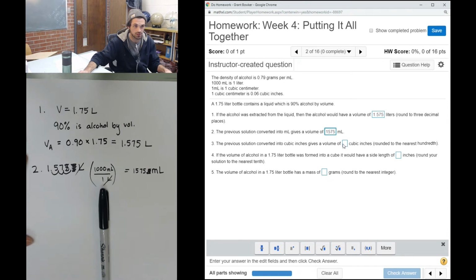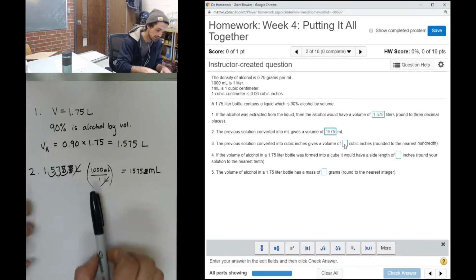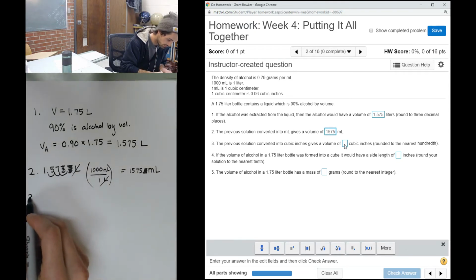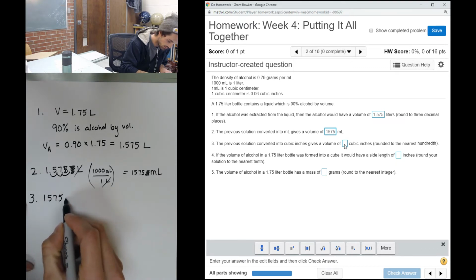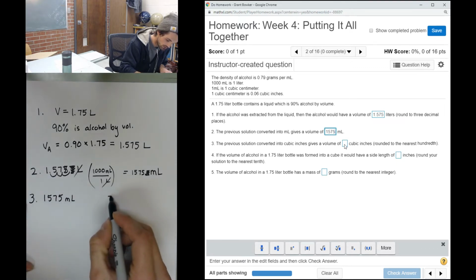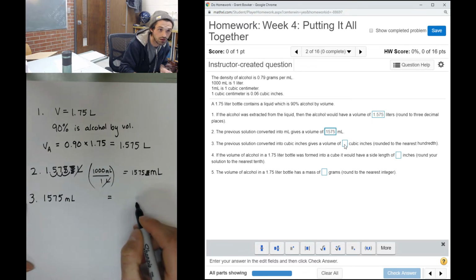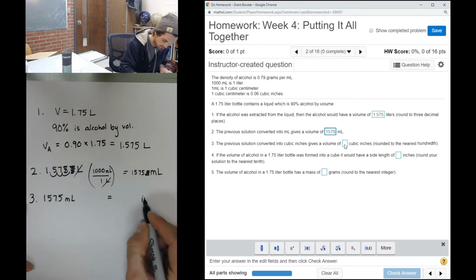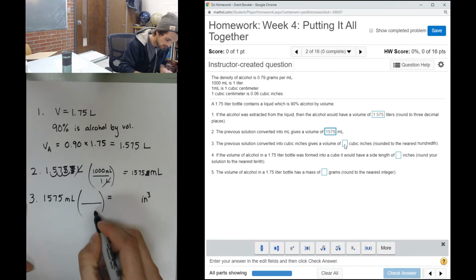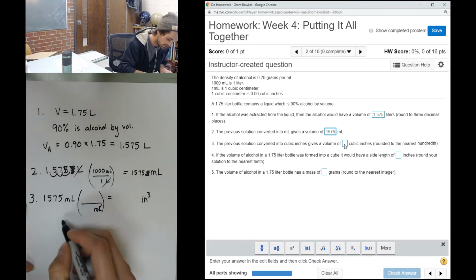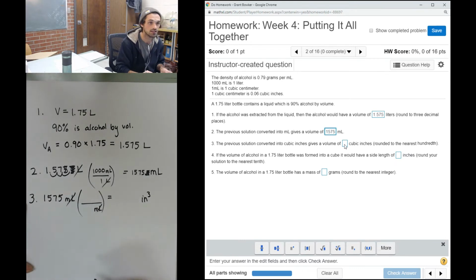The previous solution converted into cubic inches gives a volume of blank cubic inches. So part 3, I'm going to take my 1575 milliliters. I'm going to convert it into some number of cubic inches. And so I want to undo the milliliters, so I need a milliliter downstairs, so that unit undoes that unit. And what I do want out is cubic inches.